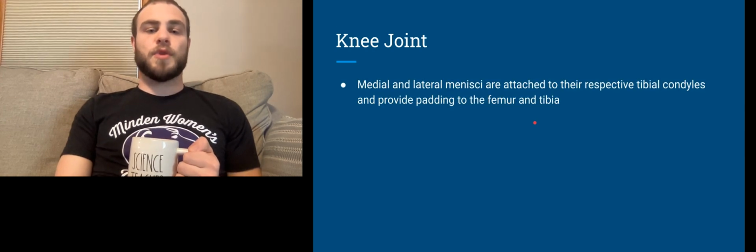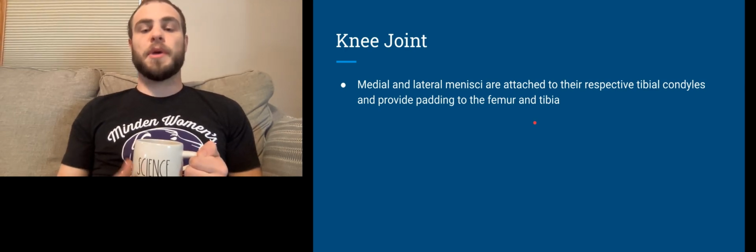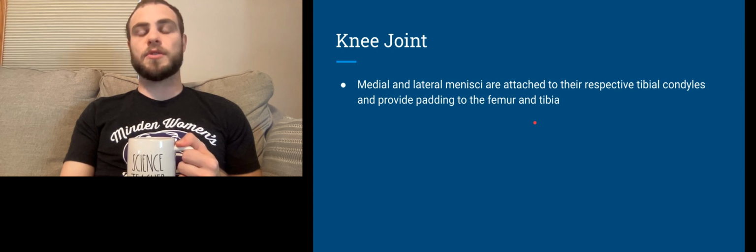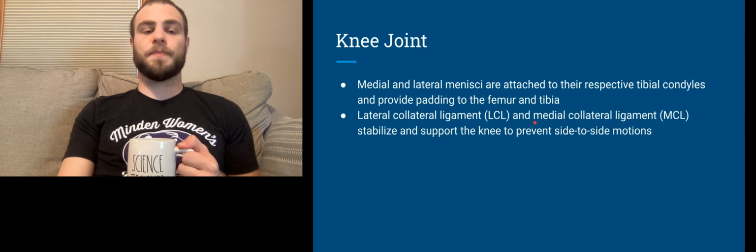Okay. And then the last joint we'll look at is the knee joint. So you have a medial and lateral menisci, plural of meniscus. They're going to be attached to the tibial condyles and provide padding to the femur and tibia. So that those menisci are going to be preventing any sort of bone-on-bone friction. So it's going to provide a smooth surface for that.